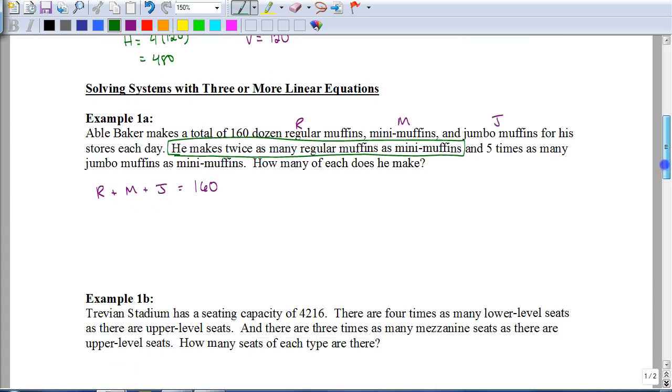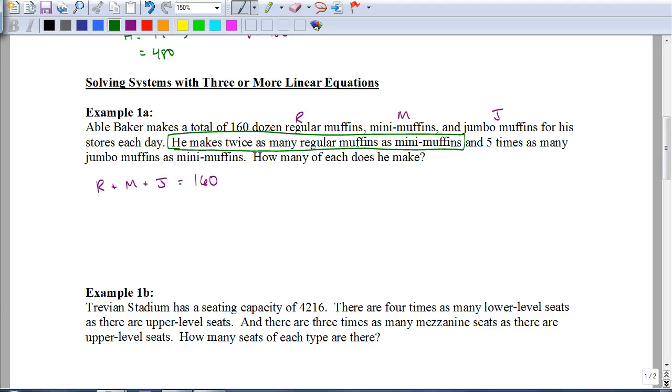That's what you always need to ask yourself when you're setting up these equations. Which one's going to have more? He makes twice as many regular muffins as mini muffins. So he's going to have more regular muffins than mini muffins. How many more? Twice as many. So the regular muffins are going to equal twice as many as the mini muffins. Now, a lot of times when you first read this, the way it's worded, you might say, oh, it's going to be twice as many regular. Well, it's going to be 2R.